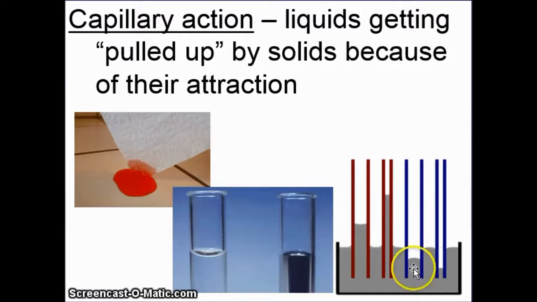In mercury, this does not happen. This is an example over here. This is mercury on this side, and you can see the level. When you put in a thin tube, the mercury is attracted to itself rather than the solid, and it's pulled down. The thinner the tube, the farther it gets pulled down.